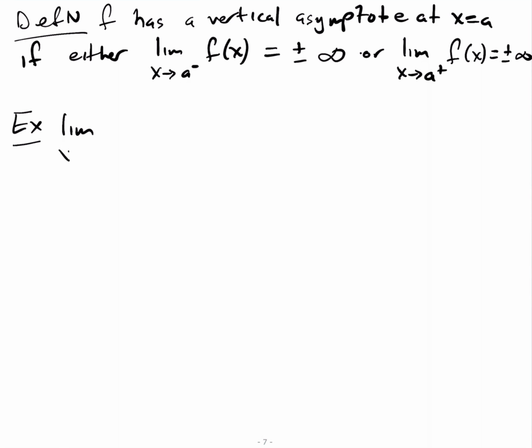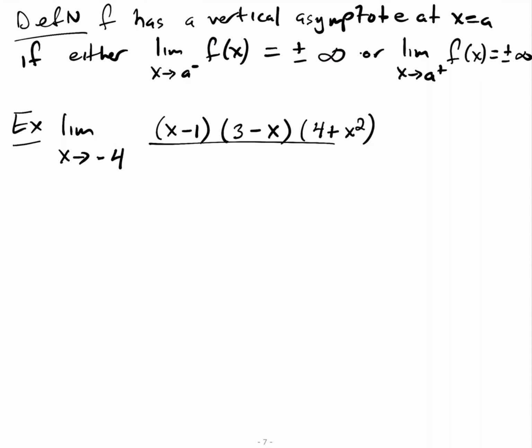Let's say we have the limit as x approaches negative 4 of (x minus 1)(3 minus x)(4 plus x squared)(x plus 1) over (x minus 5)(x plus 4). Okay.